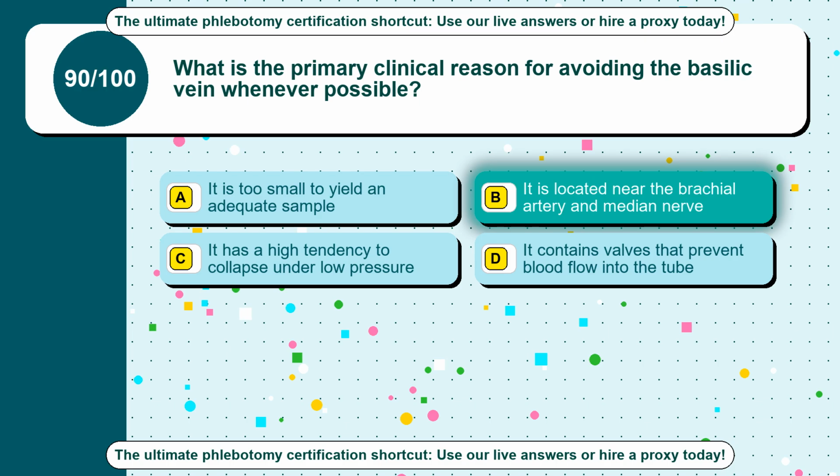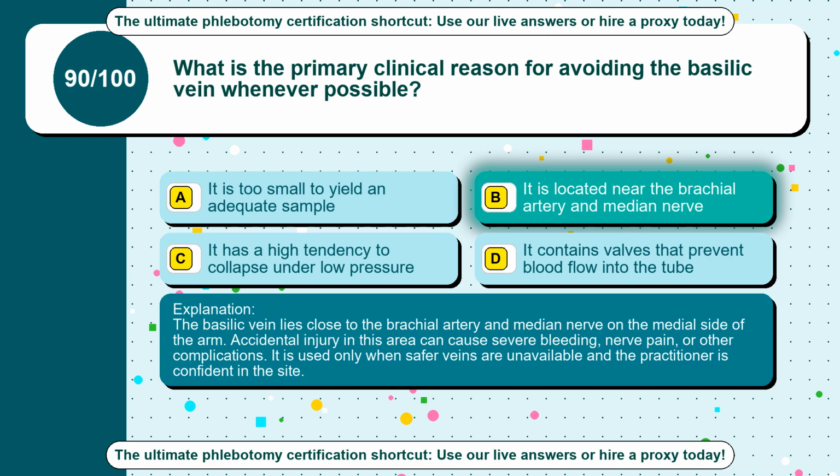The correct answer is option B. It is located near the brachial artery and median nerve. The basilic vein lies close to the brachial artery and median nerve on the medial side of the arm. Accidental injury in this area can cause severe bleeding, nerve pain, or other complications. It is used only when safer veins are unavailable and the practitioner is confident in the site.